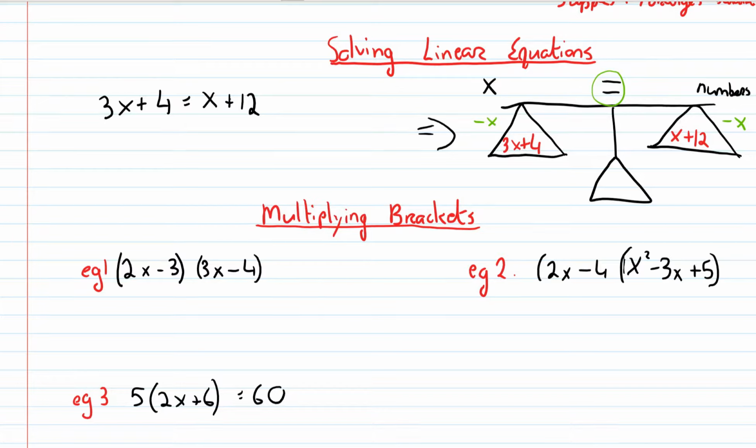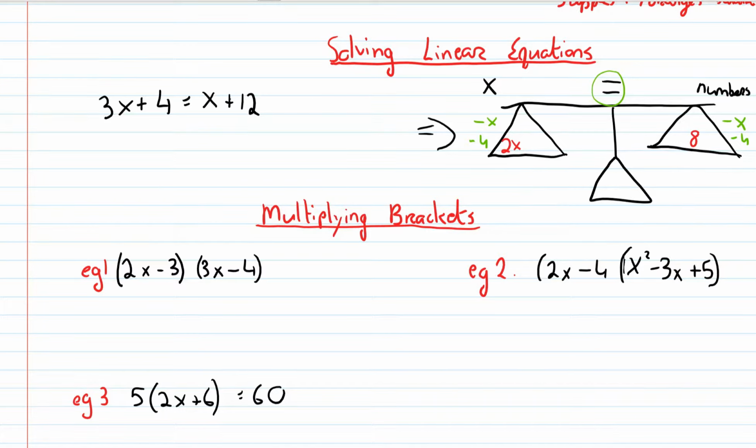If I take away an x on the right side, it will disappear, and I'll be just left with 12. And if I take away an x on the left side, the 3x will turn to 2x. Now I have a 4 on the left side. I want to get rid of that because I want the numbers on the right side. So I will take away 4. And if I take away 4 on the right side, I must take away 4 on the left side. So this 4 will disappear. I'll just be left with 2x. And this 12, take 4 away from that, and I'll have 8.